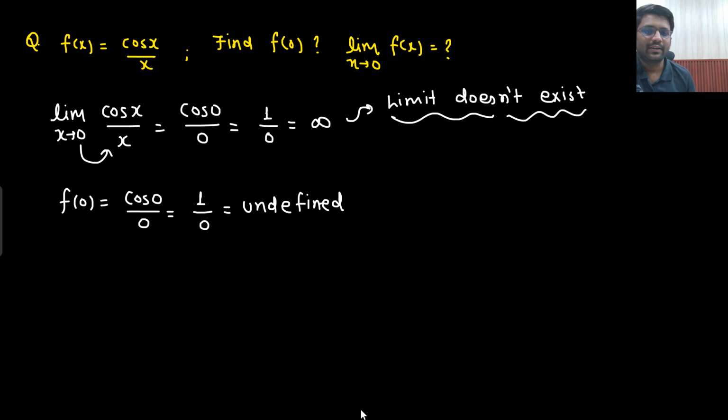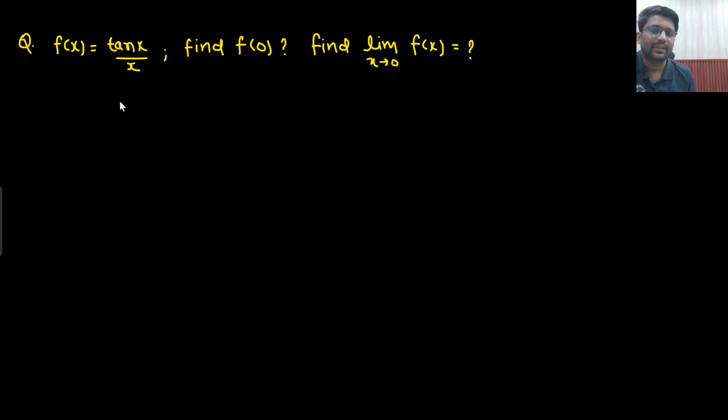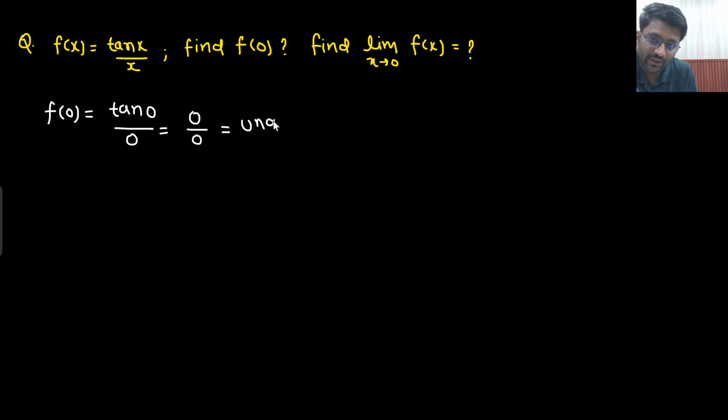Absolutely, sir. Clearly understandable. Let's take the next example, tan x by x. If someone asks me what is the value of f of 0, they are talking about exact 0. What is the value of tan 0? 0. 0 divided by 0 is undefined actually. So f of 0 is actually undefined, but if they are asking the limit as x tends to 0 of f of x, so the limit as x tends to 0 of tan x by x.